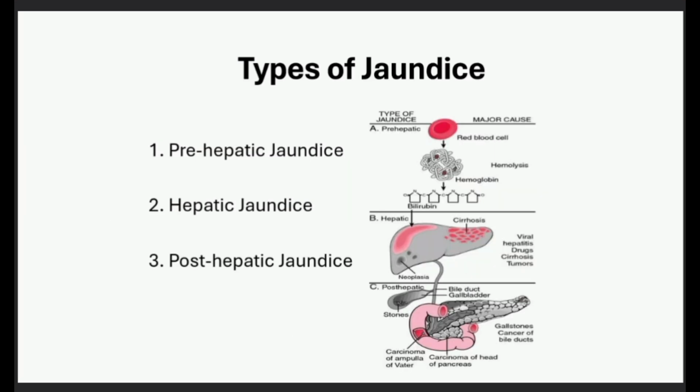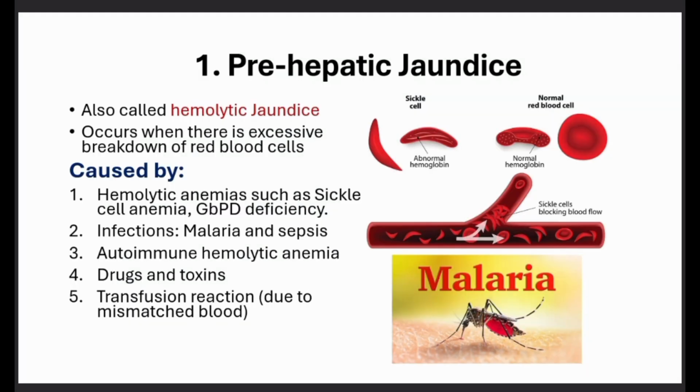Types of jaundice. These are, number first, pre-hepatic jaundice. It is also called hemolytic jaundice, which occurs due to excessive breakdown of red blood cells. Causes of pre-hepatic jaundice: hemolytic anemia, for example, sickle cell anemia, glucose-6-phosphate dehydrogenase deficiency; infections, for example, malaria, sepsis; autoimmune hemolytic anemia; drugs and toxins; transfusion reactions due to mismatched blood.